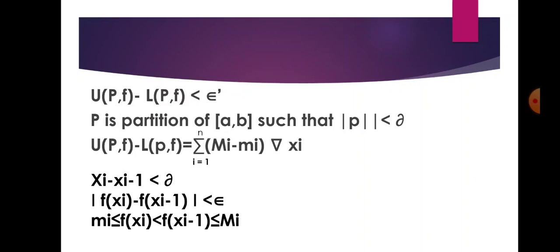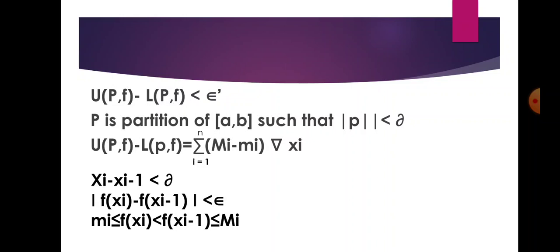Now we find U(P,f) minus L(P,f) is equal to the summation of capital Mi minus small mi into delta xi. Now in any ith subinterval, xi minus xi-1 will be less than delta. Why so? Because the norm of the partition is less than delta. And since f(x) is uniformly continuous, by the definition of uniform continuity, I can say modulus of f(xi) minus f(xi-1) is less than epsilon, and we know that capital Mi is the supremum of the function f(x) in this ith subinterval, and small mi is the infimum of the function in this interval.